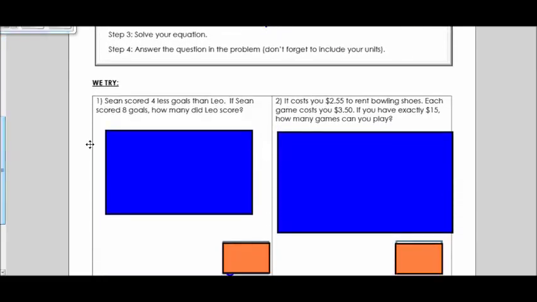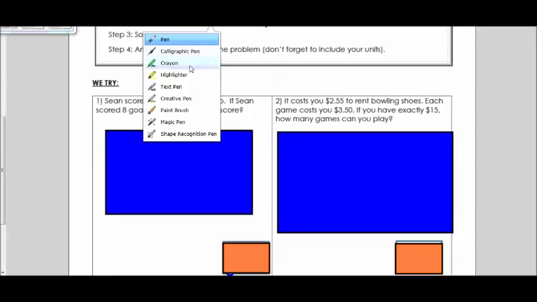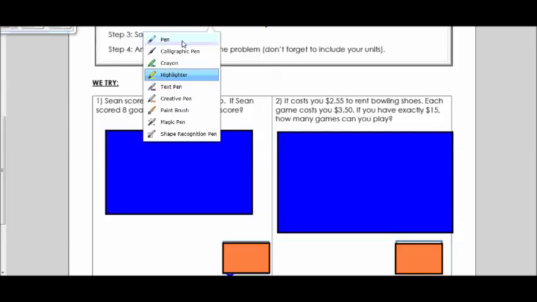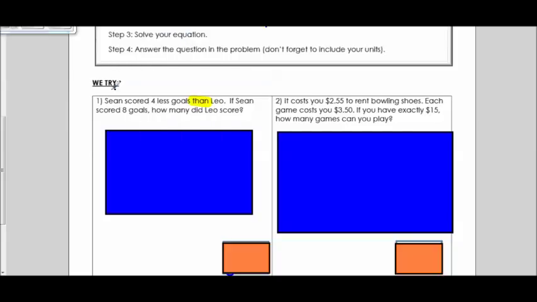So first one, Sean scored 4 less goals than Leo. Okay, so the first thing I notice here is that there's this word than, which is a switcheroo word. So we know we're going to have to switch things around. The other thing is that we have 2 different people in this equation. So we have Sean, which I'm going to use S for Sean and L for Leo.